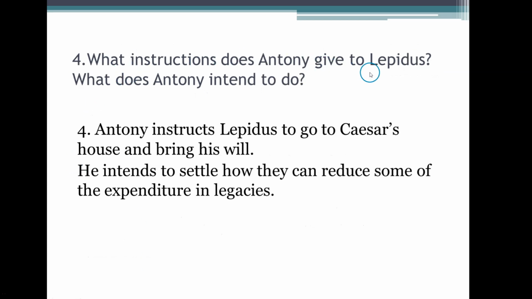What instructions does Antony give to Lepidus? What does Antony intend to do? Antony instructs Lepidus to go to Caesar's house and bring his will. Second part, he intends to settle how they can reduce some of the expenditures and legacies. So here the first answer, to go to Caesar's house and bring his will, this is the keyword you can underline. Intend to do, so they can reduce some of the expenditures and legacies. To settle how they can reduce, this part you can underline.